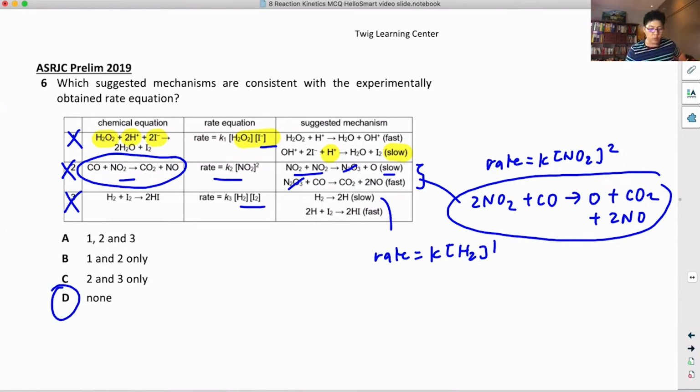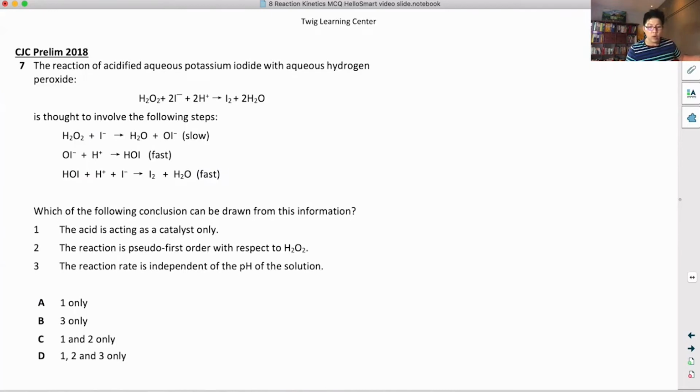Let's move on to question 7. Let's do question 7. Wow, this reaction seems to be kind of popular. We've been doing a few already. Which of the following conclusions can be drawn from this information based on the proposed mechanism?